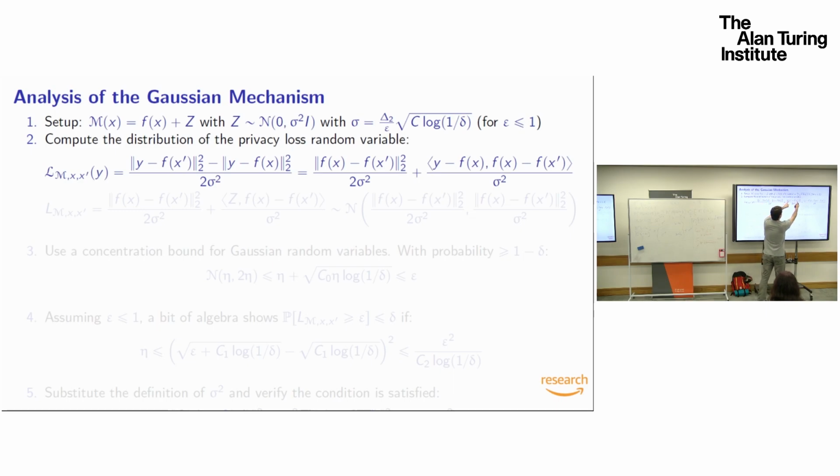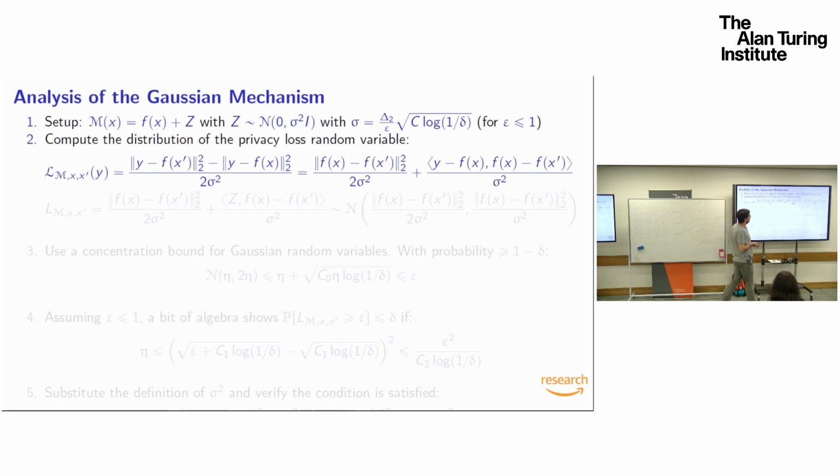Basically, because I want to compare these two guys, you can expand these squares and put them back together again. And you get something that doesn't depend on y, plus something that depends on y. Okay? You can do this on the back of an envelope to convince yourselves.